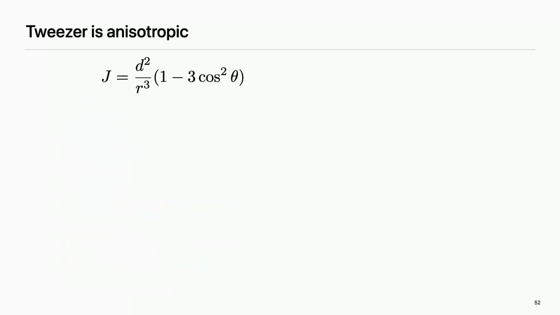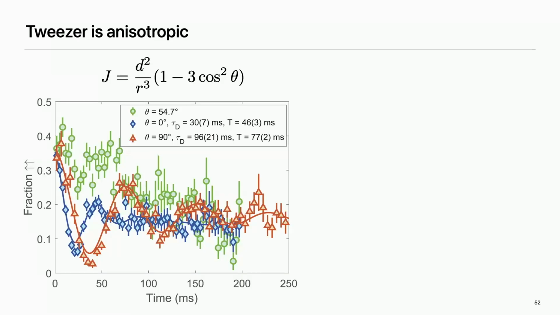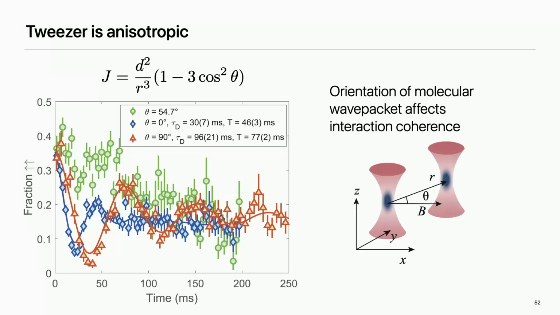All right. And you can see this actually, the tweezer is anisotropic. So the interaction strength depends on the angle at which you place your tweezers. As you vary the angle, if you look, for example, at 90 degrees, you have a factor of 2 smaller interaction than if you have 0 degrees. But you'll notice that 90 in red looks a little more coherent than 0 degrees in blue. And so it's basically the orientation of your molecular wave packet that affects your interaction coherence.